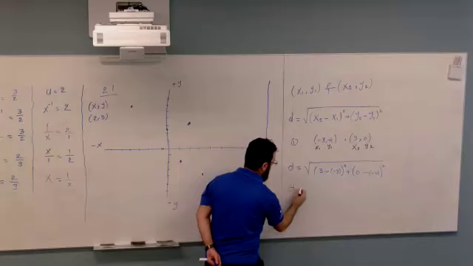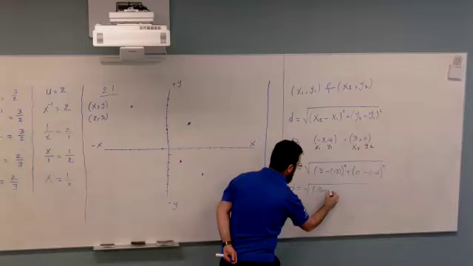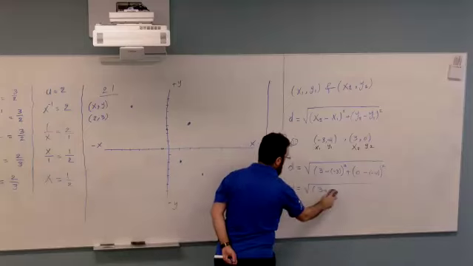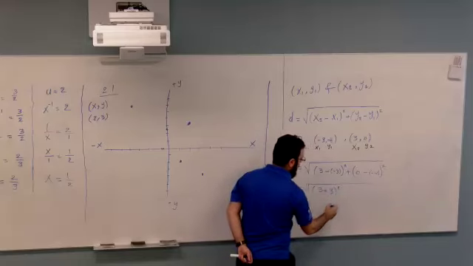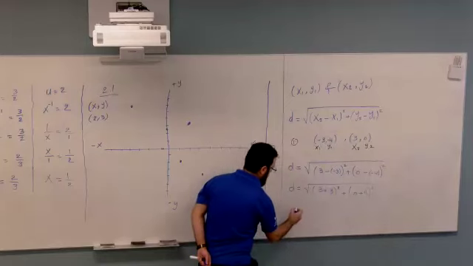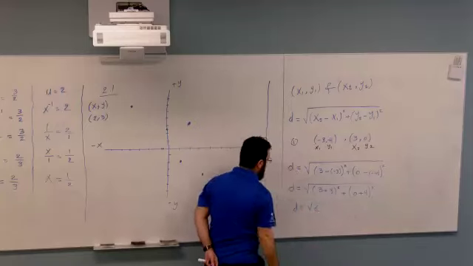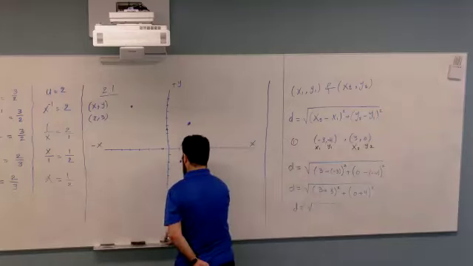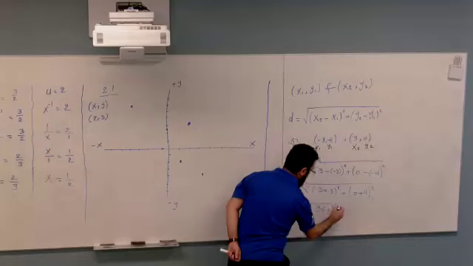Is that okay? So the distance is going to be the square root of 3 plus 3, squared, plus 0 plus 4, squared. That means the distance is the square root of 6 squared, which is 36, plus 16.